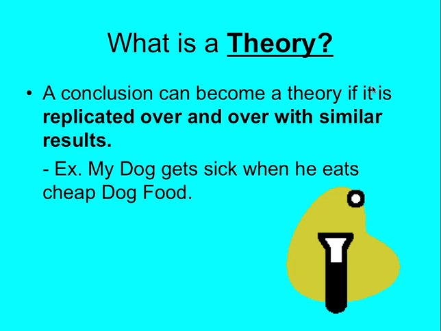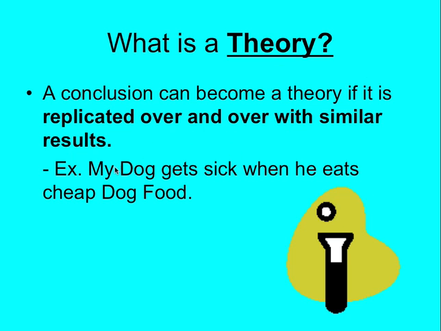Okay. And then lastly, what is a theory? A theory, okay, is based on your conclusion. If you can replicate your conclusion and results over and over and over again, then it becomes a scientific theory because you have a pretty good idea of why things are happening. Okay, it becomes a fact later on. We'll talk more about that later when we get into evolution.